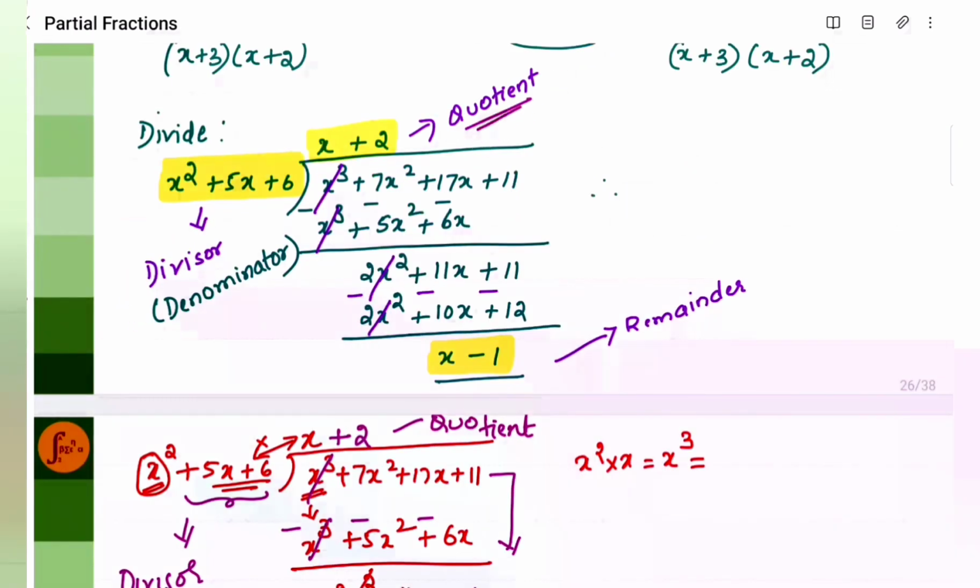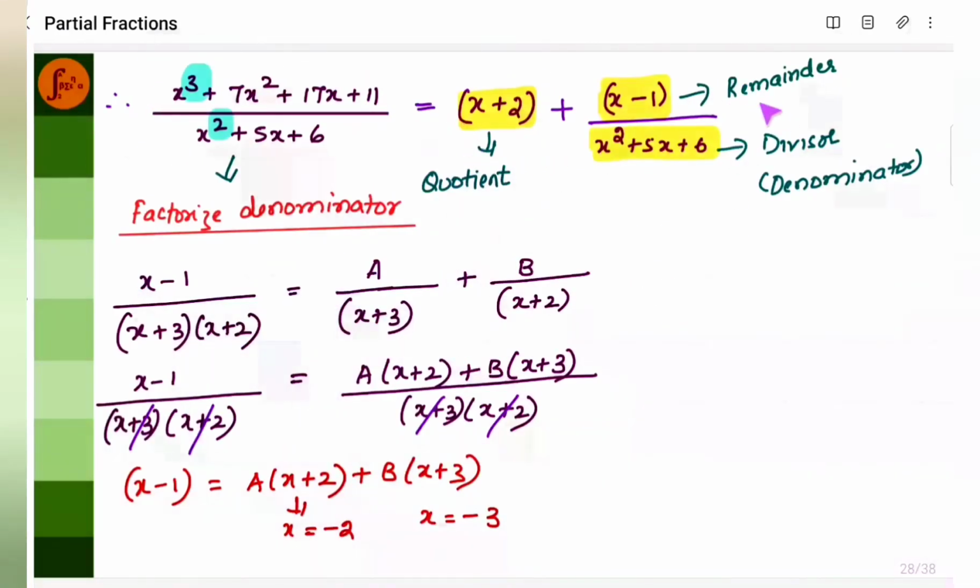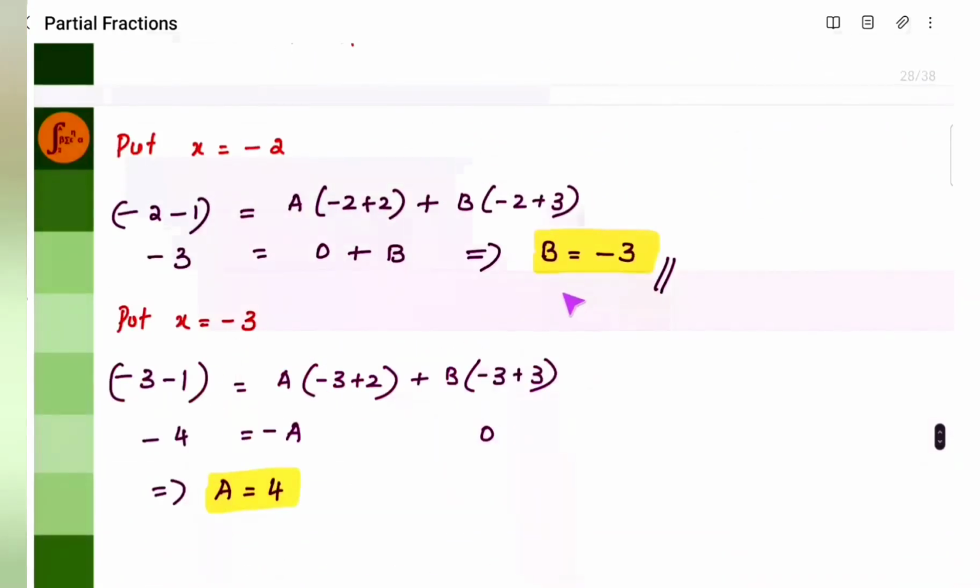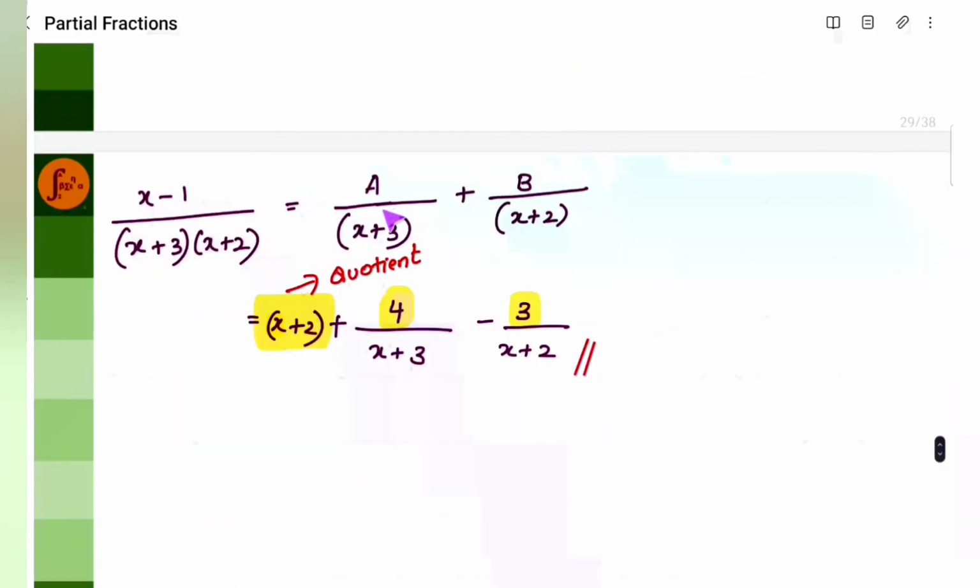Remember this quotient because we are going to add this finally to the partial fraction. This is how the polynomial function will be, right? x plus 2 plus this expression. We'll have to put the quotient here plus the remainder over the divisor. So this is the final polynomial function. Now we'll take this proper fraction and use the normal process of finding values of A and B. We'll split this, find the value of A and B, and then we get the value of B, we get the value of A. We substitute in this equation, and then finally put the quotient. Let's not forget this.